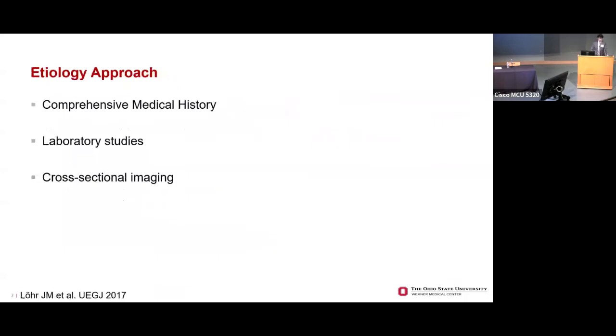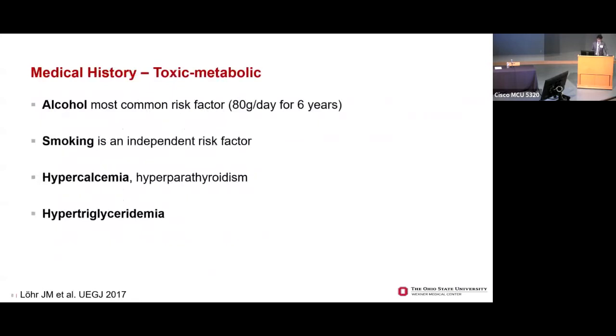As with anything in terms of working a patient up for etiology, the three main components are getting a comprehensive medical history, select laboratory tests, and obtaining cross-sectional imaging. So we're going to talk about the toxic metabolic causes first. Alcohol is certainly the most common risk factor. We always say that heavy alcohol use is a risk factor, and it's hard to define what exactly is heavy alcohol use. But in the literature, it's typically defined as having 80 grams a day of ethanol for about 6 years. And 80 grams a day, for your reference, is about 6 to 7 drinks of alcohol a day.